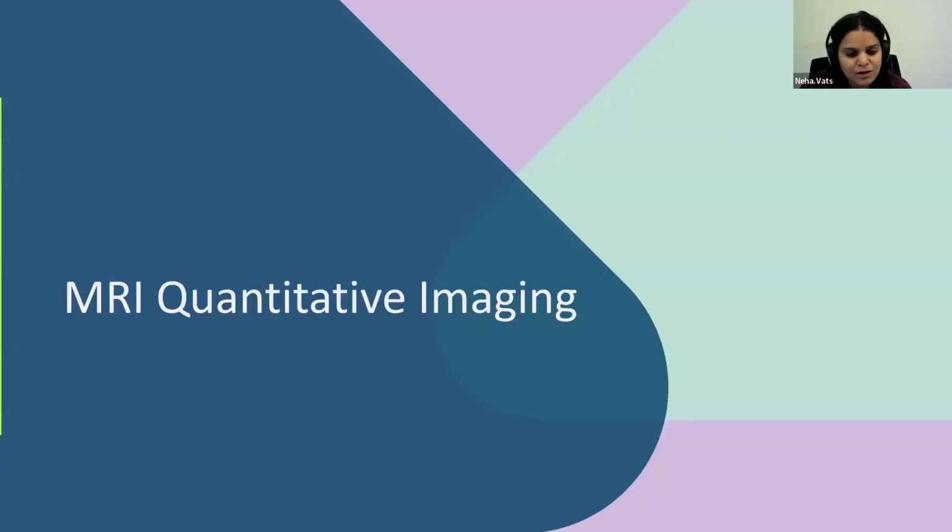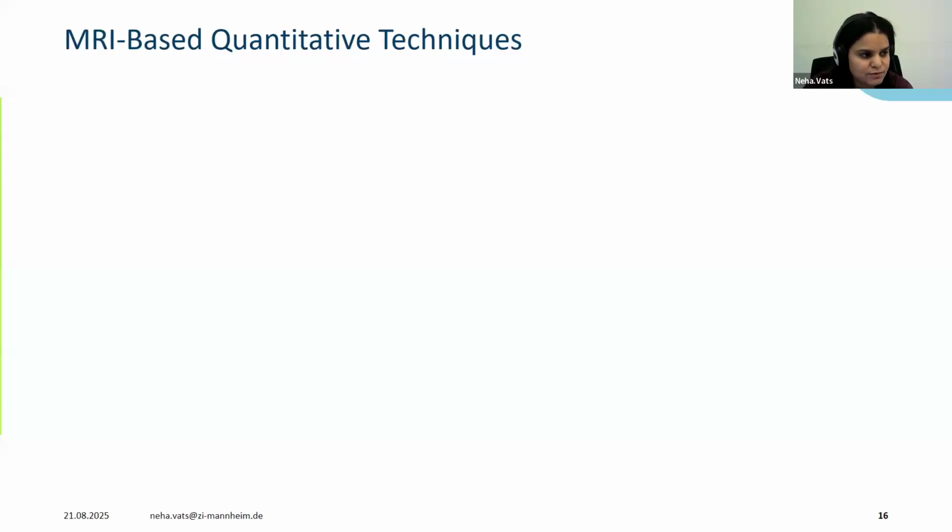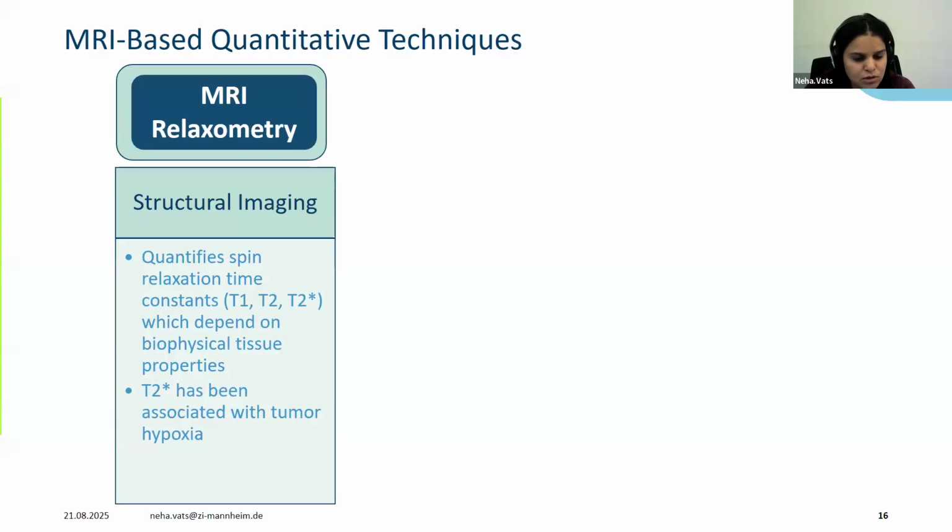Now I'll move to MRI quantitative imaging. MRI-based quantitative techniques. First is MRI relaxometry, that is structural imaging. If you look at conventional structural MR images, you can quantify spin relaxation time constants. For example, T1, T2, there are certain relaxation times associated with MR imaging, which depend on the biophysical tissue properties. You can calculate T2 star, that is also a parameter that has been associated with tumor hypoxia.